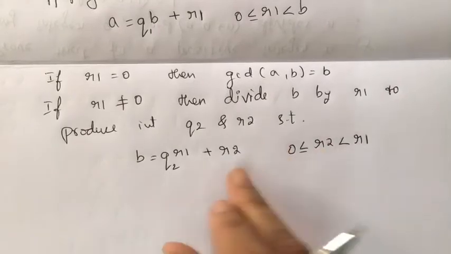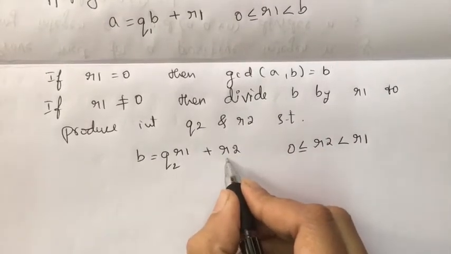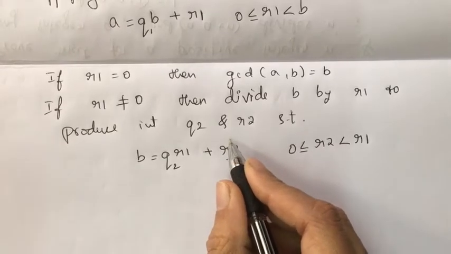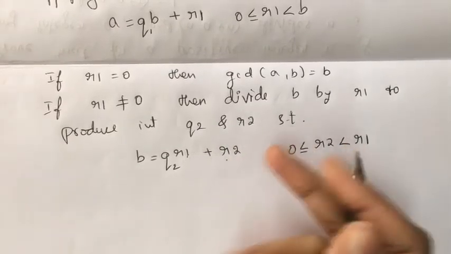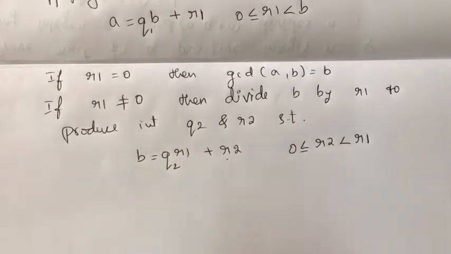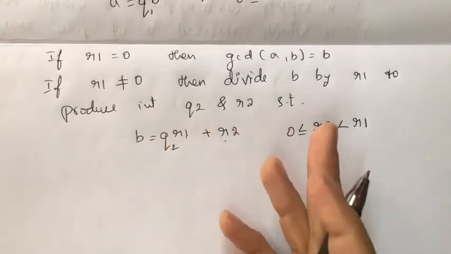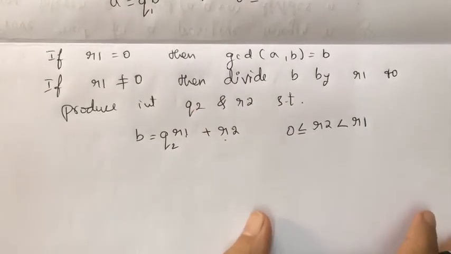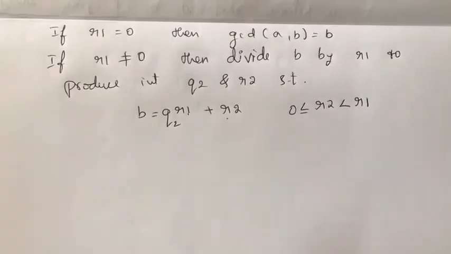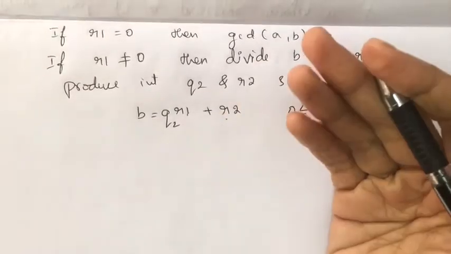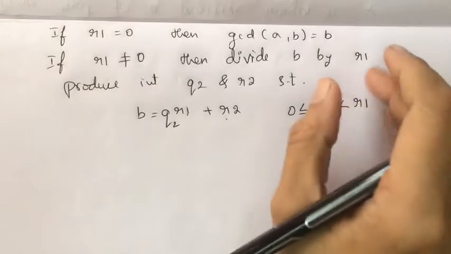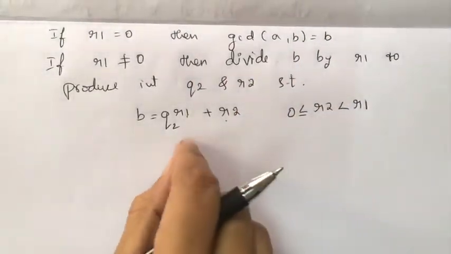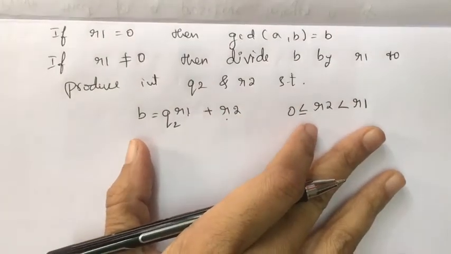Now let's look at this R2, whether it is 0 or not. We have to check. If this is 0, then the GCD will be R1. If this is not 0, then again write R1 in terms of Q3, R3, like that. You continue the process until you get the last remainder as 0. The last non-zero remainder will be the GCD. I'll explain this with an example later so that it is very easy to understand.